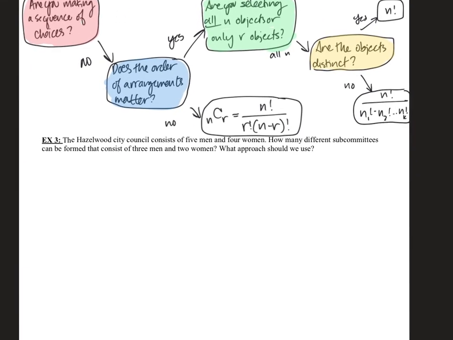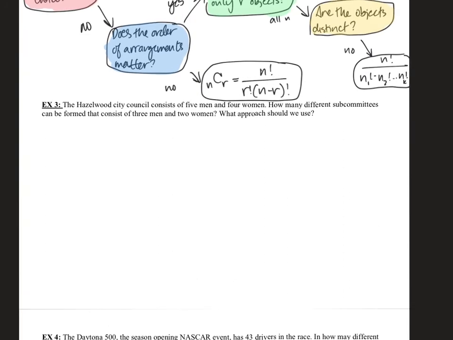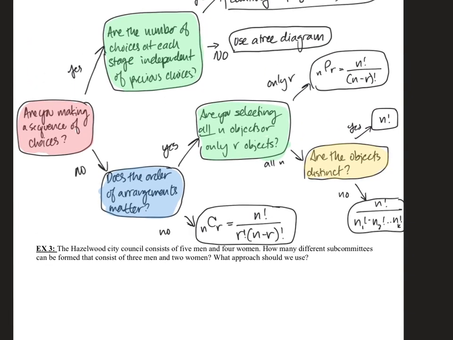Example 3. The Hazelwood City Council consists of 5 men and 4 women. How many different subcommittees can be formed that consist of 3 men and 2 women? What approach should we use? Alright, the first question to ask ourselves is, are you making a sequence of choices? The answer to that is yes.